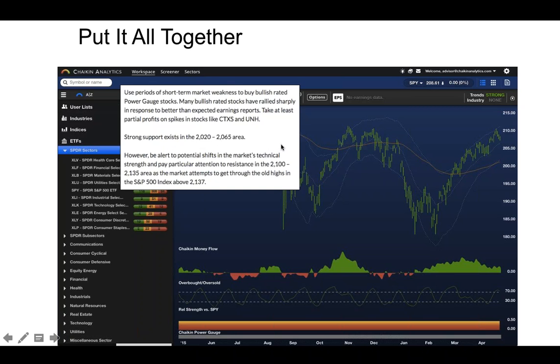Strong support, if you see the market pull back, what are its limitations? Pretty much you're looking at a move of 2020 to 2065. So on the SPY, all you need to do is move the decimal point over one move, and you see that's equivalent to about 202, 206. So right around this area here.